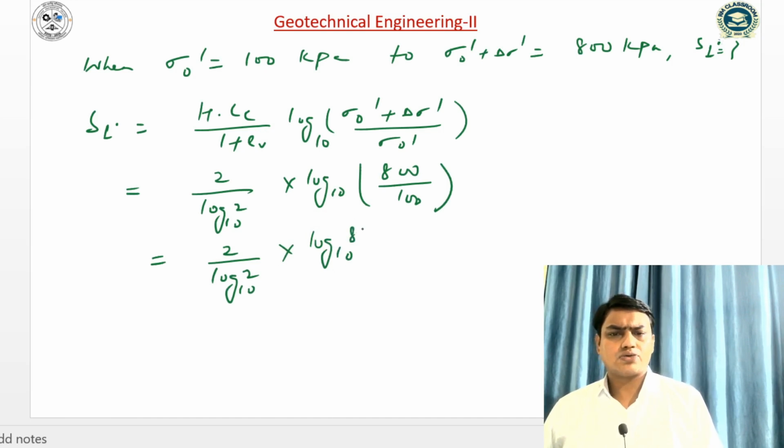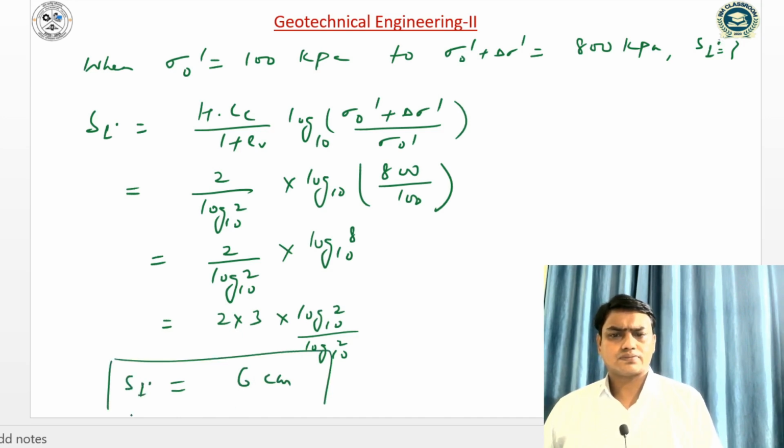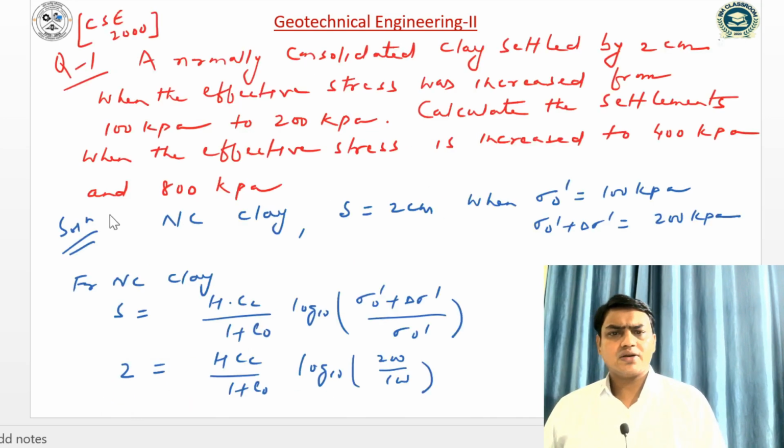So we can write 8 as 2 to the power 3. So it will be 2 into 3 into log 2 to the base 10 divided by log 2 to the base 10. So it will be cancelled, and the settlement will be 6 centimeter. So when stress increases from 100 to 400 kilopascal, the primary consolidation settlement will be 4 centimeter, and when the stress increases from 100 to 800 kilopascal, the primary consolidation settlement will be 6 centimeter.